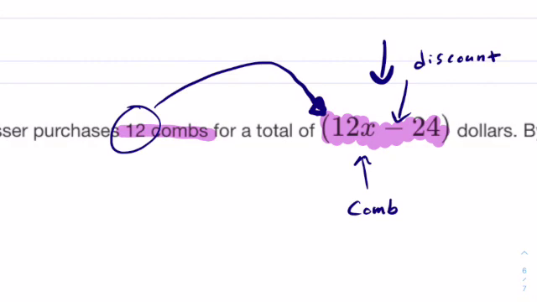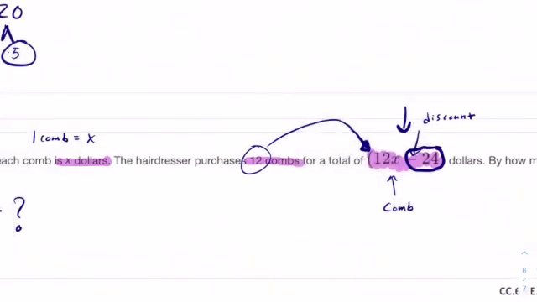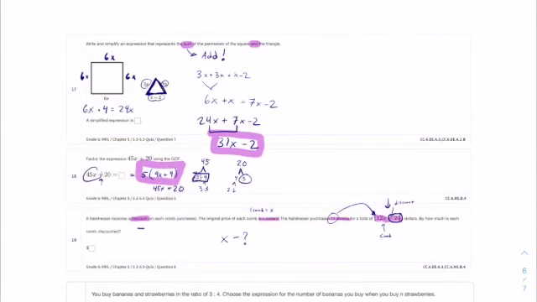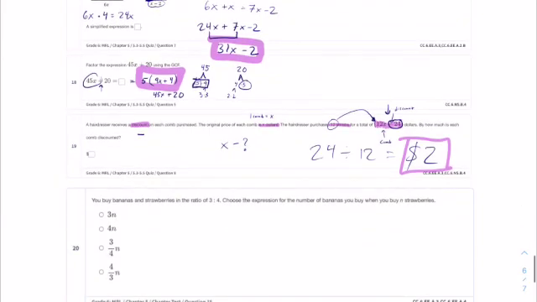And then how much is this person saving on combs? They must be saving this $24 right there. So on 12 combs, they save $24. So the question is, how much do they save on one comb? Well, at this point, you just have to divide 24 divided by 12, and you're saving $2 per comb. So that is the answer to that, $2 per comb. You kind of got to break it down with the word problem.